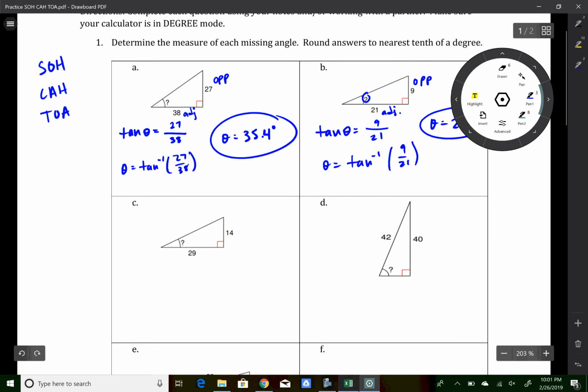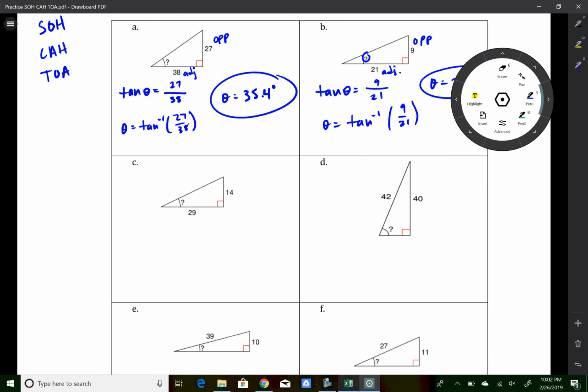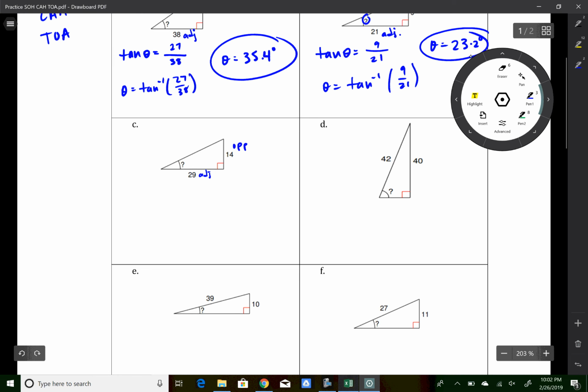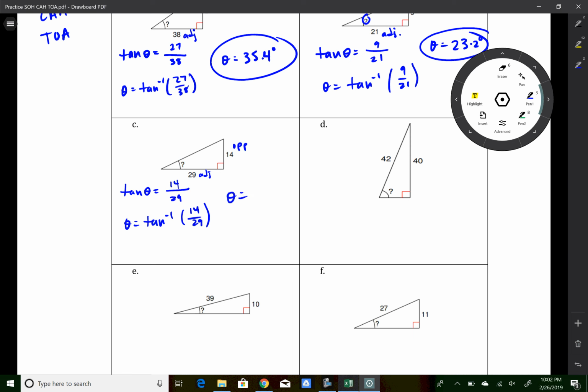All right, moving on to the next one, another tangent question. I know right away it's going to be tangent, and I'm hoping you're starting to notice that because the hypotenuse isn't labeled. We have the opposite, we have the adjacent. So tangent of the angle is equal to the opposite over the adjacent. The unknown angle is the inverse tangent of 14 over 29. Again, type that in our calculator, and we got 25.8.